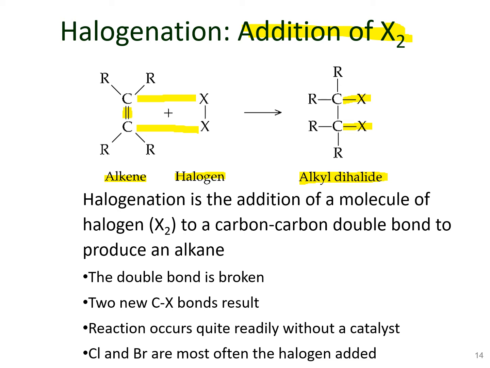in it. So the same steps which I just said are mentioned here. Double bond broken, new C-X bonds will be formed. Two of these will be the result. And this reaction, very important thing to remember, occurs quite readily without a catalyst. Hydrogenation, we saw, almost always requires a catalyst, but this one is a ready or spontaneous reaction, so it does not require a catalyst. And chlorine and bromine are the halogens that are most often added.